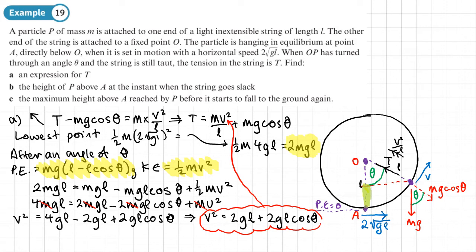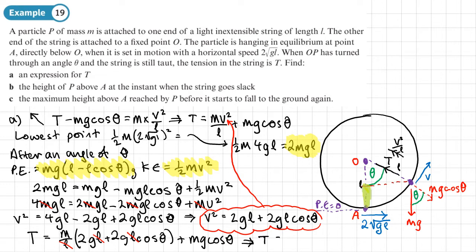So now I can write an expression for tension as T equals 2, then I've got m over L times v squared, and that is 2gL plus 2gL cos theta plus mg cos theta. Now what's going to happen is these L's will cancel out because I'm dividing by L and then timesing by L. And this simplifies quite nicely actually.